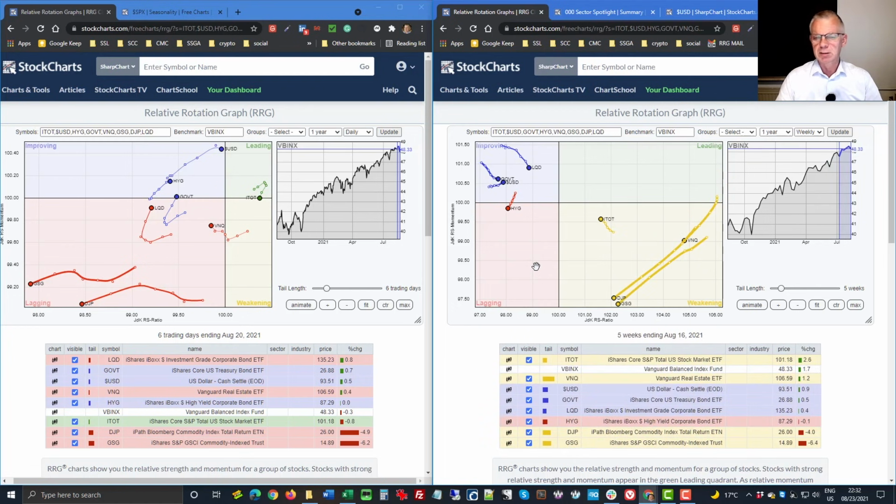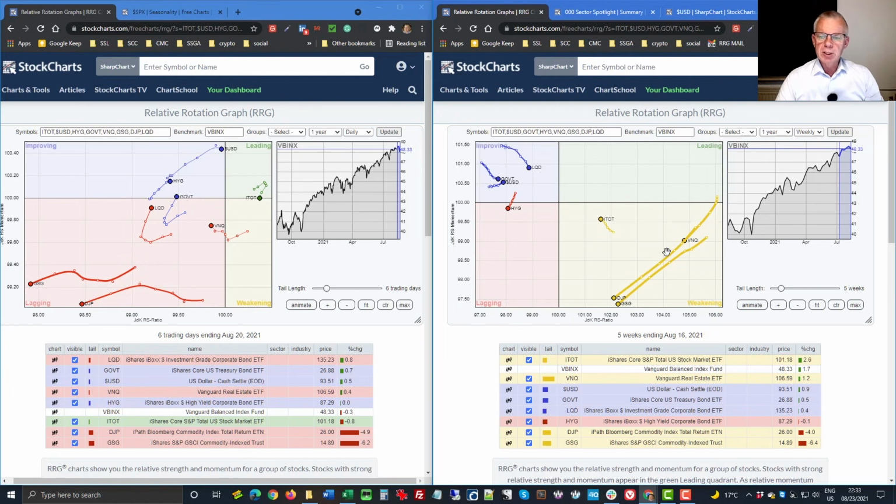And that's quite interesting because high yield is also, I consider that a risk asset class. So we see some sort of a divergence starting to kick in between high yield and corporate bonds and government bonds as they are now inside the improving quadrant.